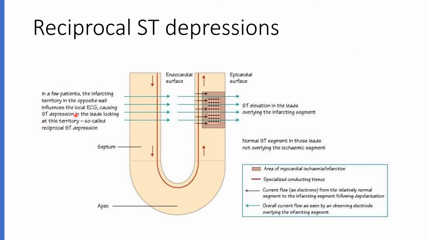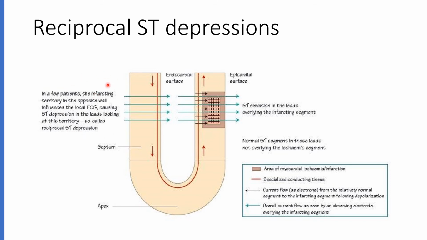So if you have a sensing electrode, another ECG electrode on this side of the myocardium, on the opposite side, then that electrode senses this baseline depolarization coming towards it. Therefore, the baseline PR segment is elevated, and after the QRS complex is done, it comes back to baseline, which looks like an ST segment depression.